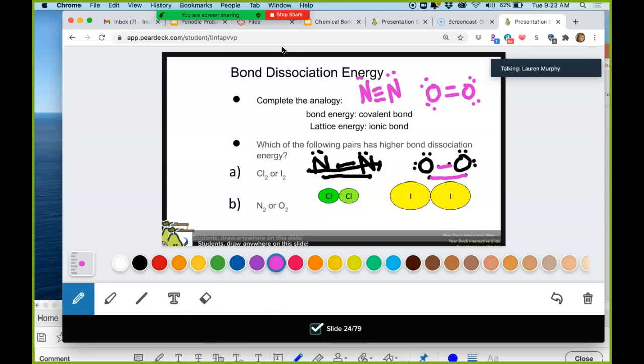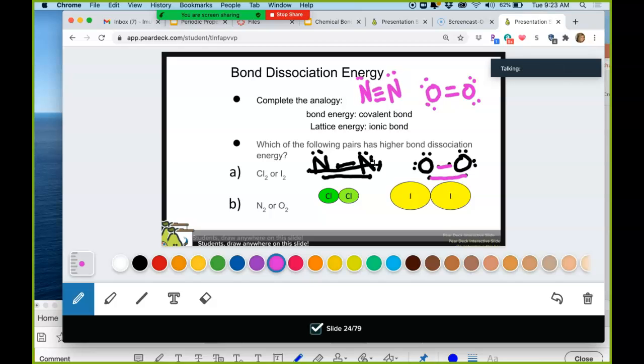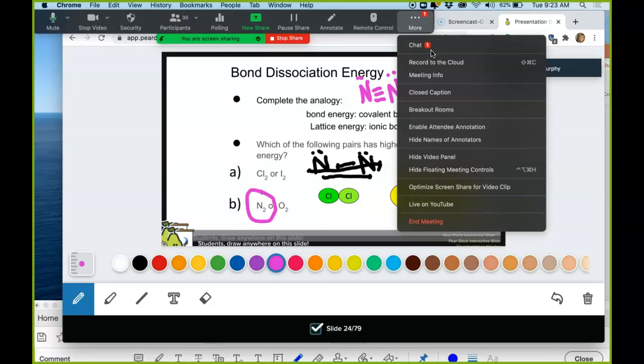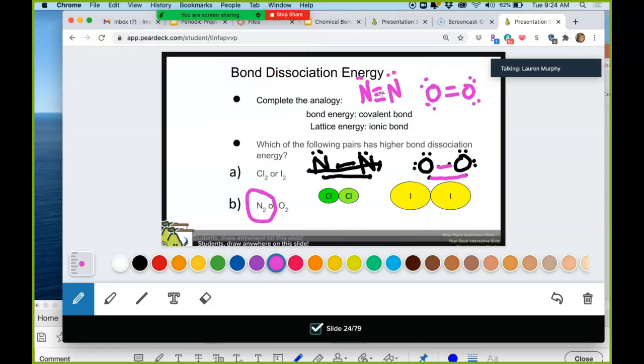So which one has a higher bond dissociation energy and why? Which one is harder to break apart and why? Anybody? So you should pick N2. And why? Because it has a triple bond. And triple bond is a short bond, which means these guys are closer together. And if they're closer together, they're harder to rip apart. So the size of the atom wasn't relevant for this one. Instantly, triple bonds have way higher bond dissociation energy than double bonds. Okay?